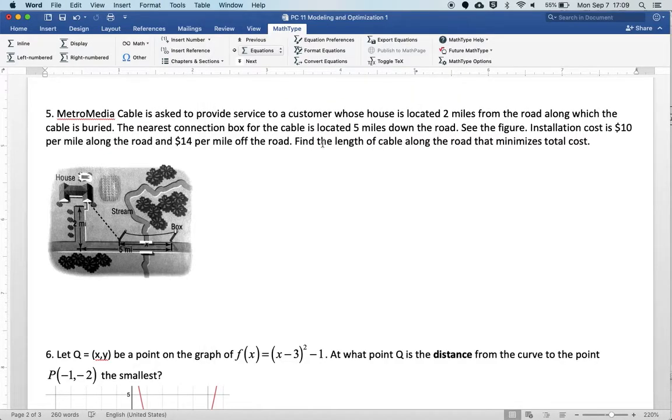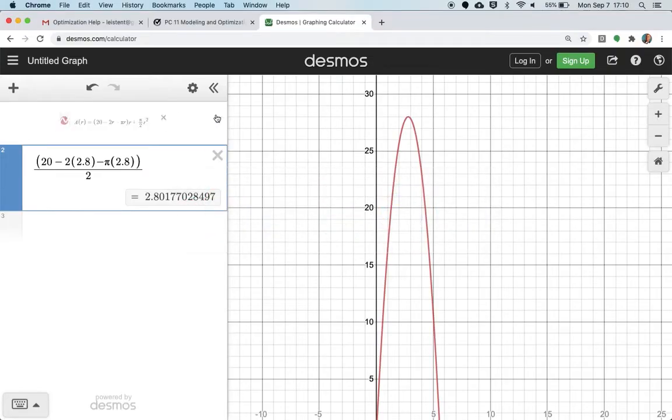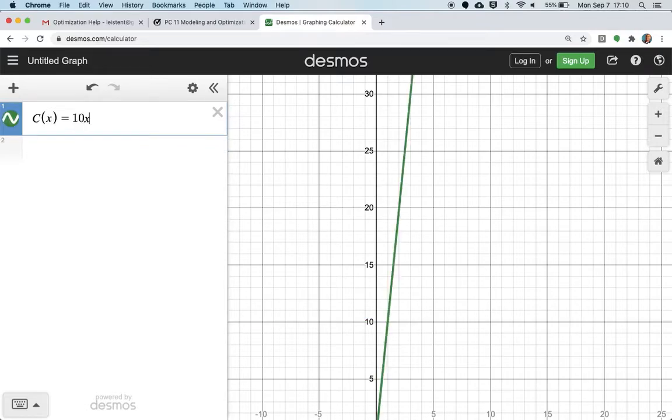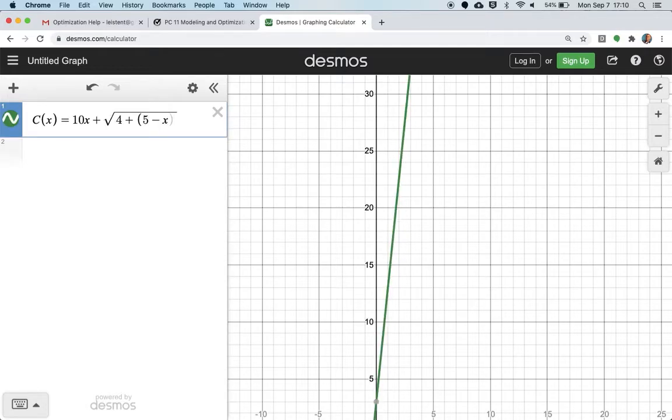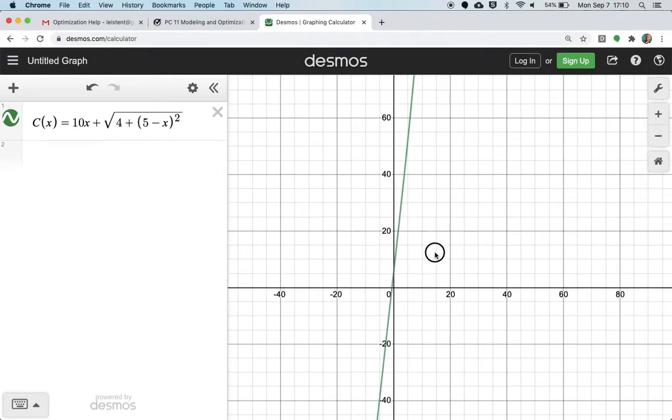Let's look back to the question. Find the length of the cable along the road. That is x, and that's what this equation gives us. I'm going to graph it and then look for the lowest point on that curve, the value of x at that lowest point. So back to Desmos. I can do this in a graphing calculator. I'm using my function notation: the cost dependent on x is 10x plus the square root of 4 plus (5 minus x) squared. There we go, we've got that curve.